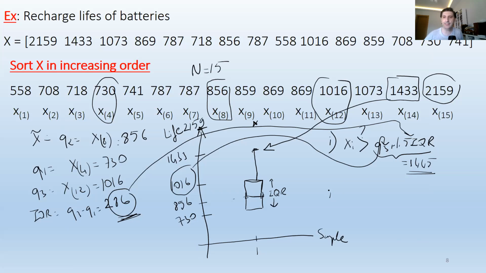Now the lower part. This time we ask the question: are there any x values which are smaller than Q1 minus 1.5 times the interquartile range? This value comes out to be equal to 301, if I compute correctly. There are no such values; the smallest value is 558. So there is no value which exceeds this limit, and we end the whisker here. So this is going to be our box plot.